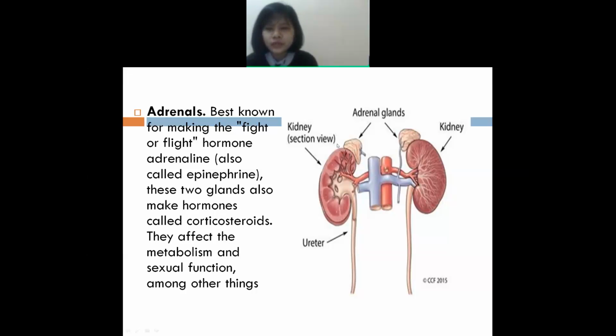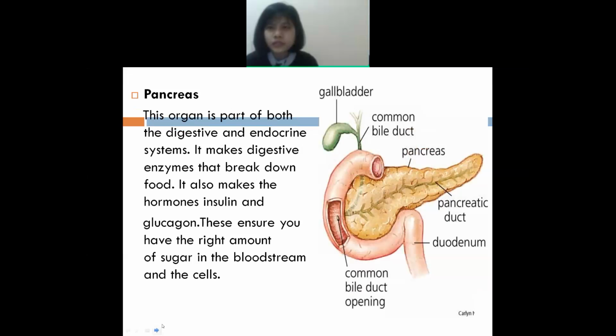And these two glands again make a hormone known as corticosteroids. And what does this adrenal gland do? It affects the metabolism as well as sexual function. They are also responsible for sexual function, understand, and other things also. Is it clear, everyone?